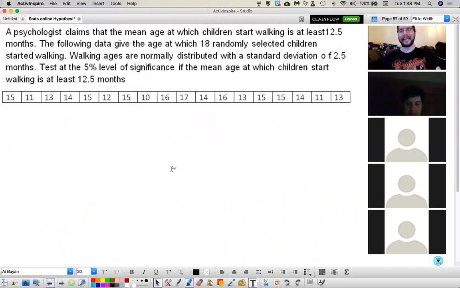All right, so this one had data with it instead of just giving us the stats. So we actually have to find the mean of this data set. TI users and Casio users, you can just type this into your list and it'll give you the mean. For TI users, you can just select this list. So let's see.